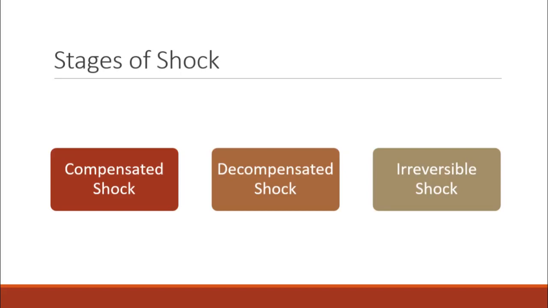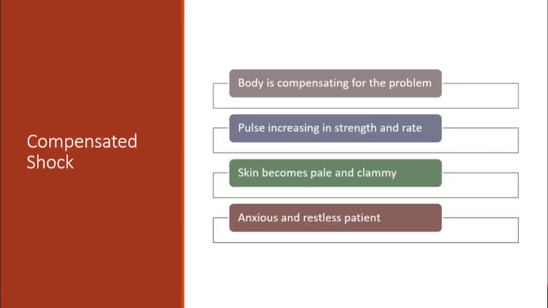Moving forward to stages of shock, we've got compensated, decompensated, and irreversible. Usually we want to be finding these patients in compensated shock. By the time they're reaching decompensated, we are at our last chance to recognize it, and by the time they reach irreversible, obviously, there's no coming back from there. So compensated shock, the body is being faced with the problem, but it's able to respond to it appropriately. We'll notice that the pulse is increasing in strength and rate. The skin becomes pale and clammy, and the patient may be anxious, restless, just seem a little off.